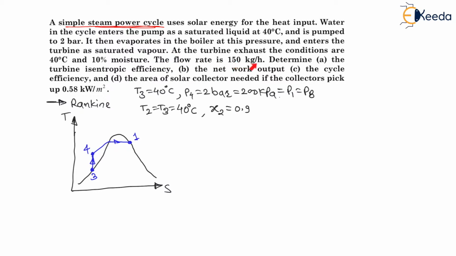The mass flow rate is 150 kg per hour. Here mass flow rate is given, which is nothing but 150 kg per hour, right? Kg per hour. If I want to convert into kg per second, then I have to divide by 3600.